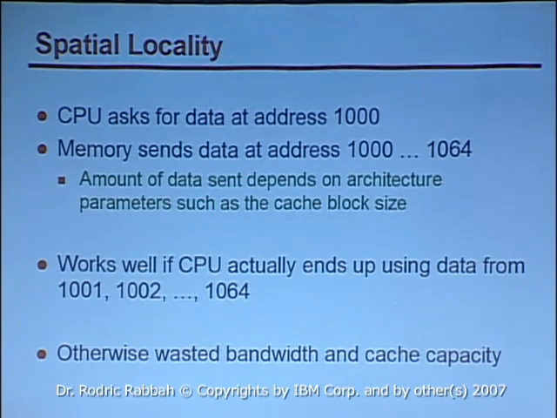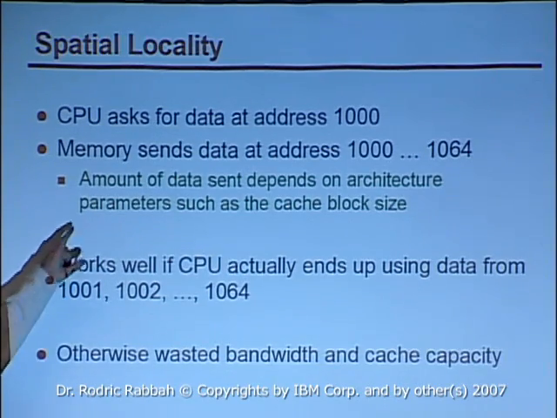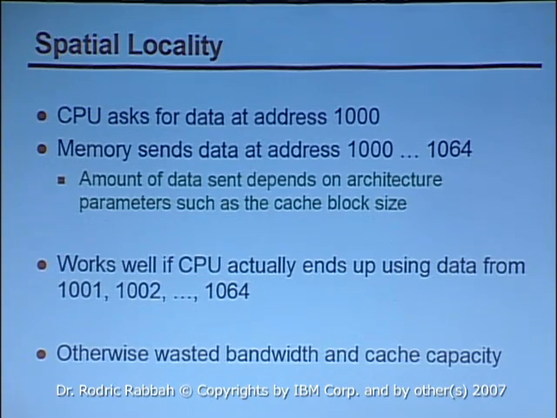How much data you actually send, what is the granularity of the communication, depends on architecture parameters. In common architectures, it's the block size. If you have a cache where the organization says you have a block size of 32 bytes, then this is how much you transfer from main memory to the caches. This works well when the CPU actually uses that data, right? If I send you 64 data bytes and I only use one of them, then I've wasted bandwidth. Plus, I need to store all that extra data in the cache, so I've wasted my cache capacity. That's bad, and you want to avoid it.